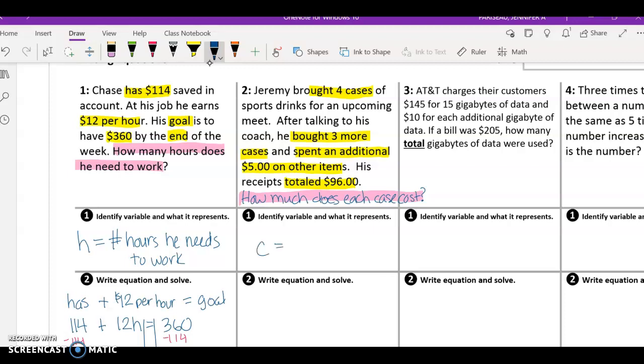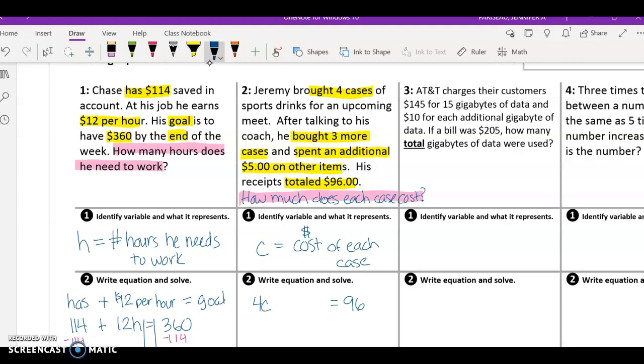So I'm going to use C, and I'm going to write the cost, dollars, of each case. Again, we're not looking for how many cases he bought. I can actually find that out by looking back in the problem, right? And so that's actually helpful information. So, well, I know that he spent a total of $96, okay? He had 4 cases, and he spent some kind of money on them. We don't know what he bought, but it's some amount per case, right?